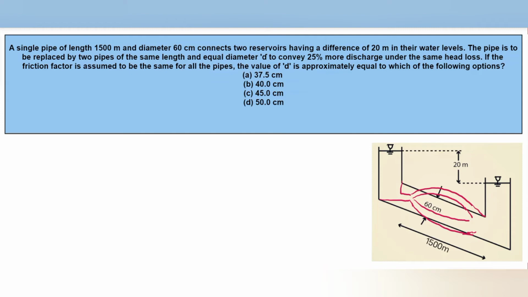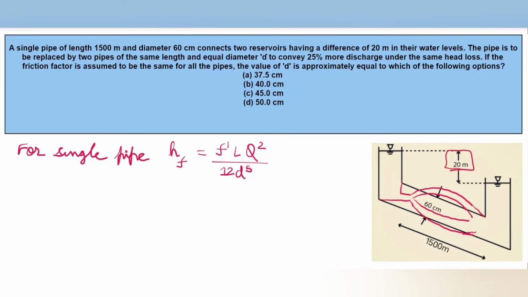Here we will first find the discharge for the single pipe, and then we'll go for the second case, which is when the pipes are connected in parallel. So for single pipe, we'll find the discharge. HF is equal to the same formula again. HF is equal to F dash L Q square upon 12 d raised to 5. Here it is written that friction factor is assumed to be same for all the pipes, but the value is not given to us. Now this is 20 meter, which means HF will be equal to 20 meter.